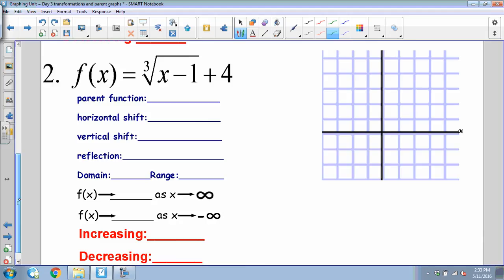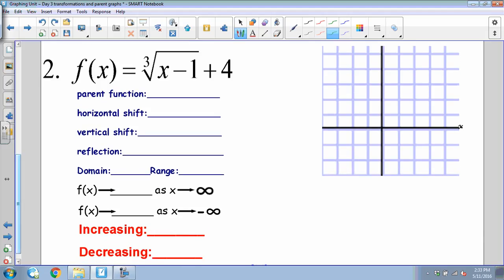Look at our next function. The parent function, the stripped down function, is the cube root of x. The horizontal shift, that's h. The vertical shift is k. Reflection: if a is negative, there's a reflection.